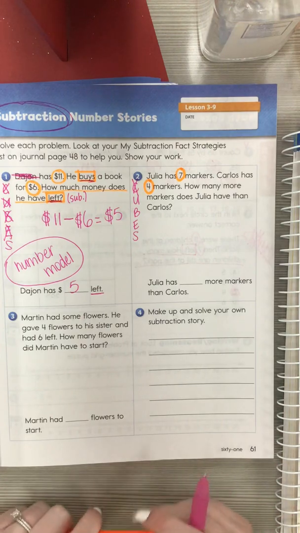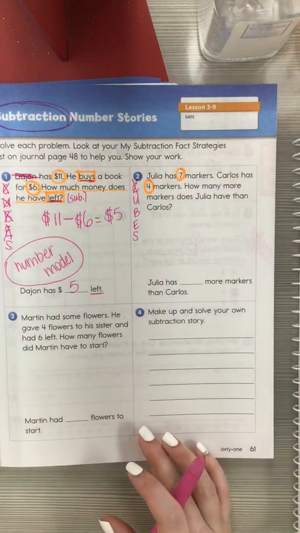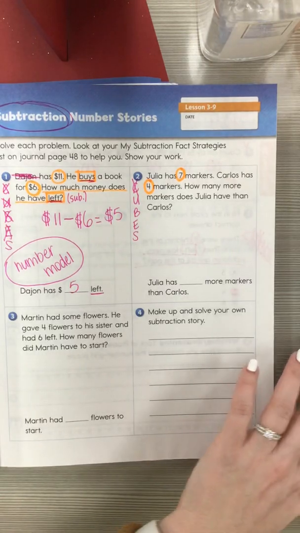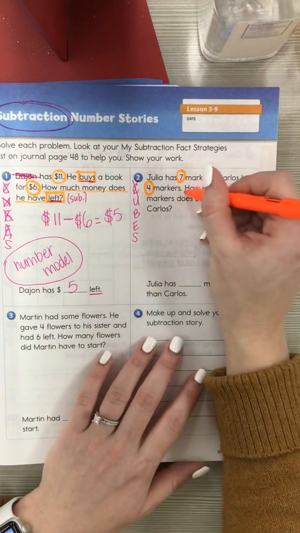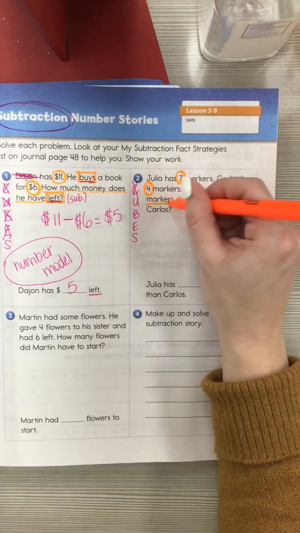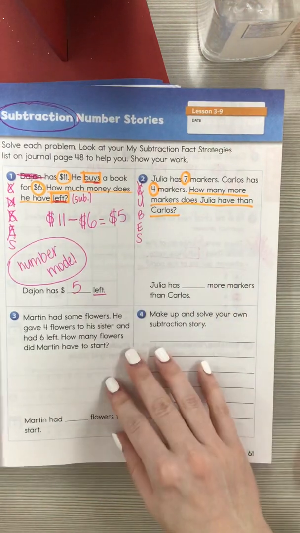U stands for what? Tell me. Underline the question. What is our question here? What's our question? What's our question? Ivy. How many more markers does Julia have than Carlos? Absolutely. So we're going to underline here, how many more markers does Julia have than Carlos? So we underlined our question.